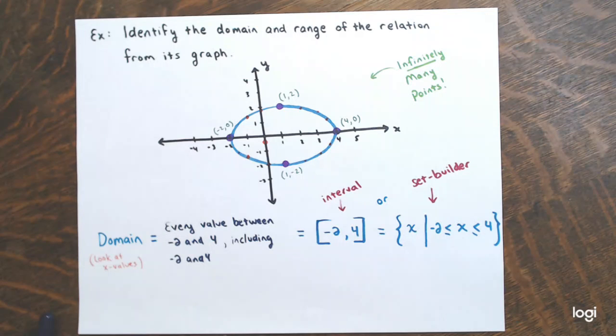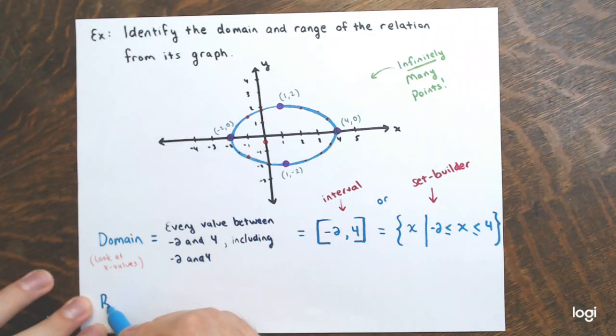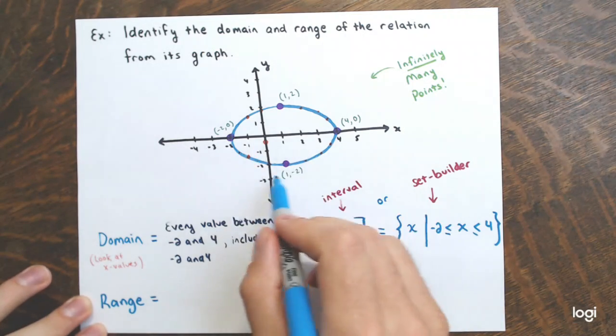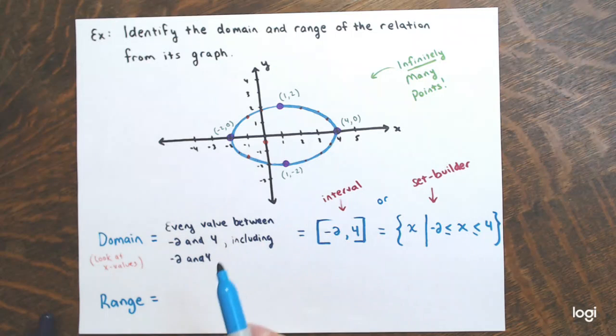And the same thing goes for the range. Again, there are infinitely many points graphed on this plot. So I can't possibly list them. I can't put them in a set and list them all. I can't make a mapping. Infinitely many is too much. Now I'll describe it in words first.